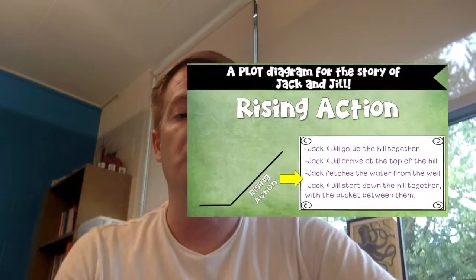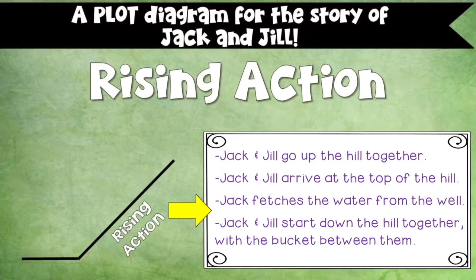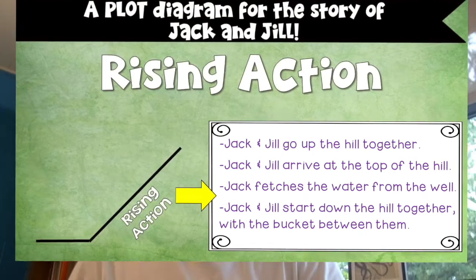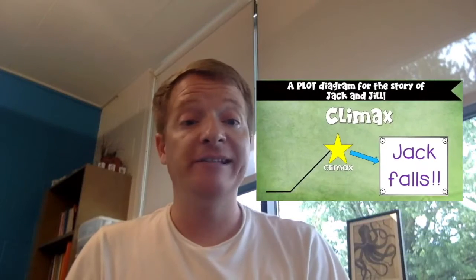The next part of the story is the rising action. Remember, that's where the events are starting to build up. Jack and Jill go up the hill together. Jack and Jill arrive at the top of the hill. Jack fetches the water from the well. Jack and Jill start down the hill together with a bucket between them. After the rising action, we have the climax. And in this case, it's where Jack falls. That's where the problem is.